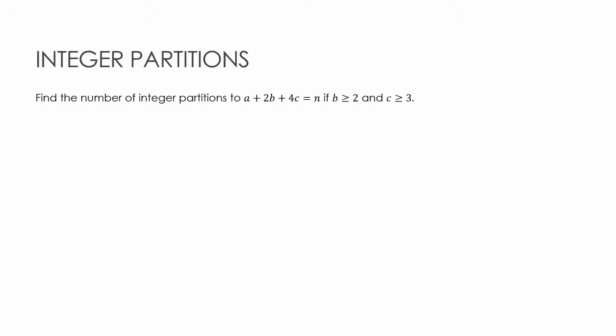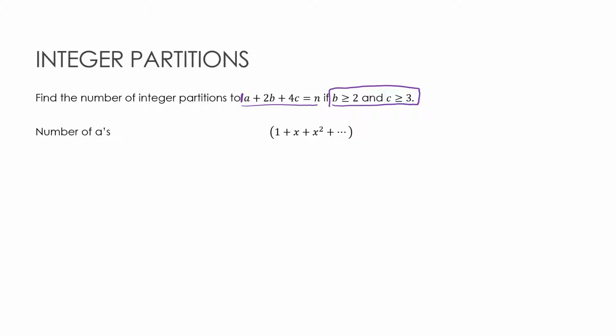One last question to try together before I have you do a similar question on your own. Let's take a look at what happens when I add some additional restrictions. So this should look familiar to us, where we have a plus 2b plus 4c is equal to n. And now I'm saying, but, hey, b has to be greater than or equal to 2, and c has to be greater than or equal to 3. So let's take a look at each one of these. Now for the number of a's, that one's very straightforward. I didn't change anything. The coefficient is still 1, so it's 0, 1, 2, 3, etc.